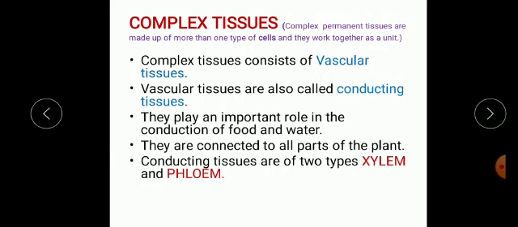Complex permanent tissues are made up of more than one type of cells and they work together as a unit. Complex tissues consist of vascular tissues. Vascular tissues are also called conducting tissues. They play an important role in the conduction of food and water. They are connected to all parts of the plant. Conducting tissues are of two types, xylem and phloem. So students, xylem and phloem are complex tissues which can also be termed as vascular tissues and conducting tissues.